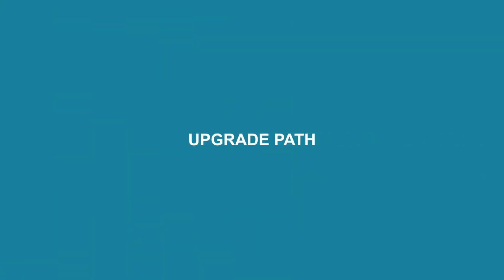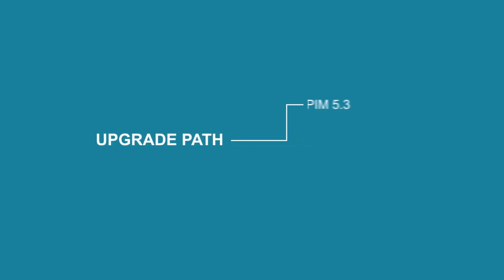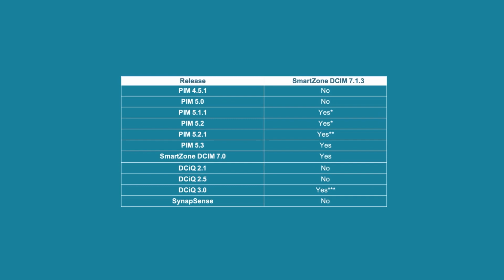If you are upgrading from an earlier version of our software, your migration path may vary. Find your current software release on this chart. If you see a Yes in the right-hand column, then you can upgrade to the current release, although in some cases you may need to upgrade to an interim release first before installing 7.1.3. Again, please refer to the print version of the planning letter for complete details.